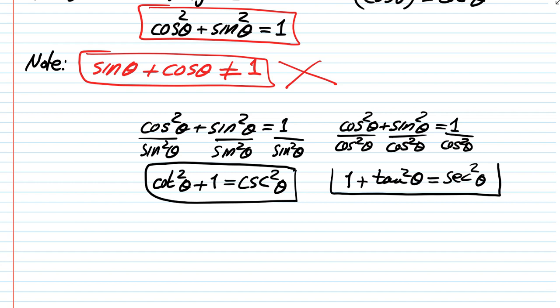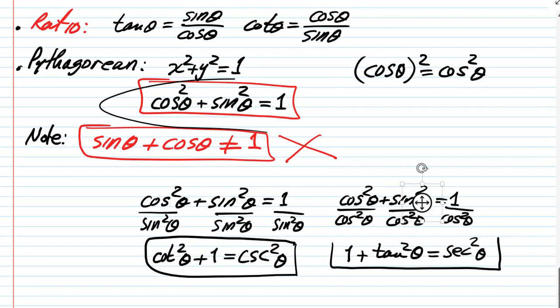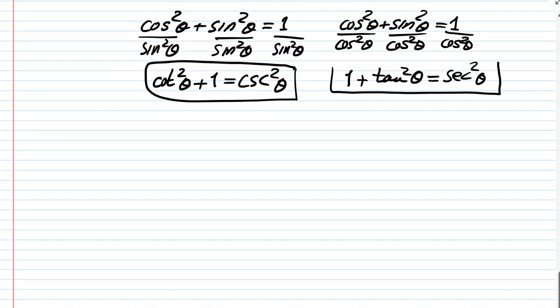And again, I want to emphasize, if you want to memorize something, memorize the Pythagorean identity, because it's so easy to memorize. But I would not memorize these other two. You can create them on demand. If you need them, divide either by sine or cosine, and you see what you get.